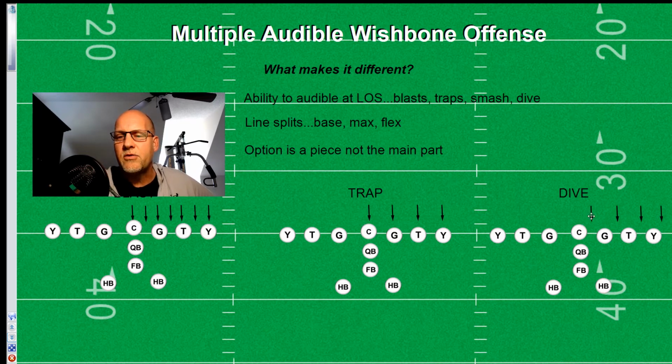And one arrow that I did not put in would actually go to the backside. So this arrow that you see in the A gap to the right, I could also put one to the A gap to the left, because we could also run counter dive. So there's some more options there when we're talking about run and blast.